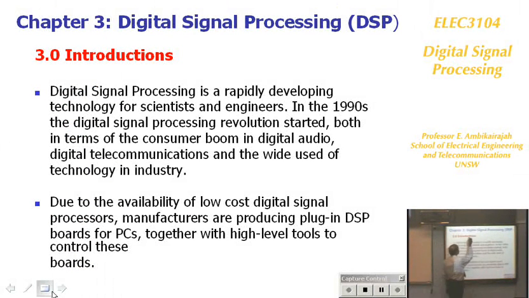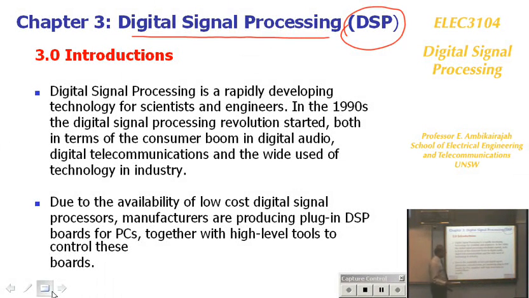So, introduction to digital signal processing, which is called DSP. Basically, because of the availability of low-cost digital signal processors, manufacturers are producing plug-in cards nowadays for basically all the PCs, which can do the coding of signal, that means converting analog signal to digital signal, and use the computer or onboard processor to process the digital signal, and then you can play back. All these are done by digital signal processing processors or tools.